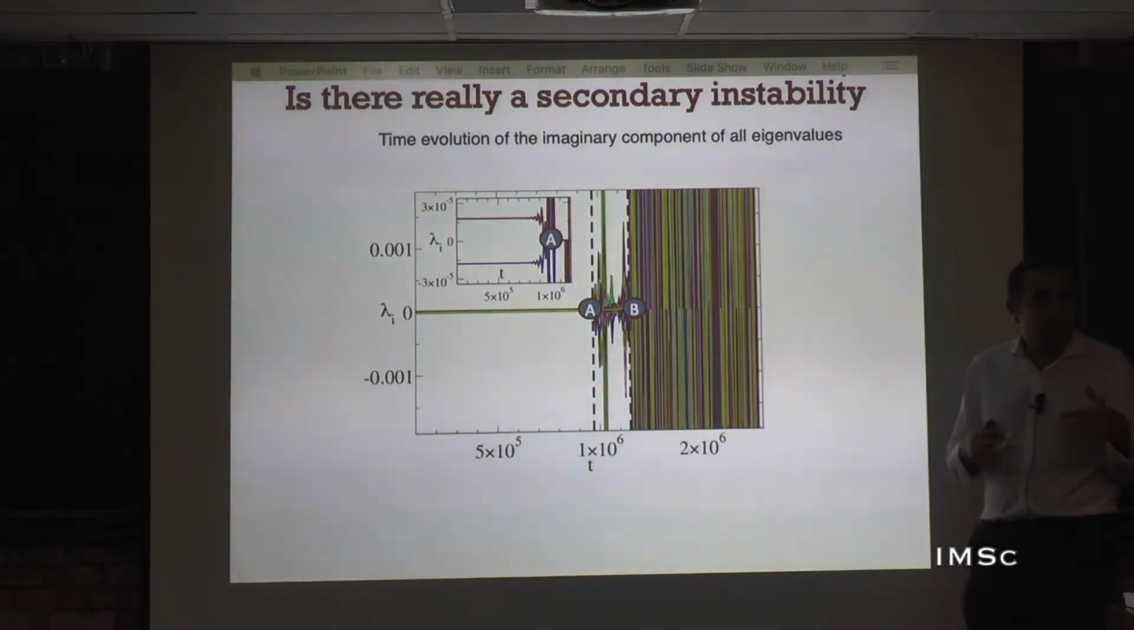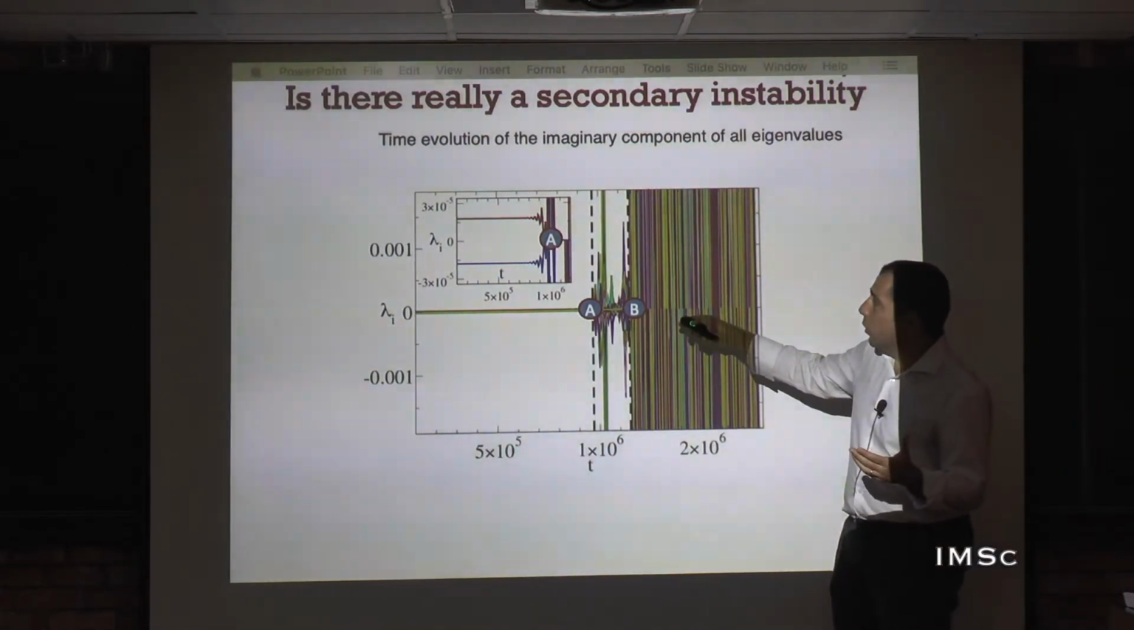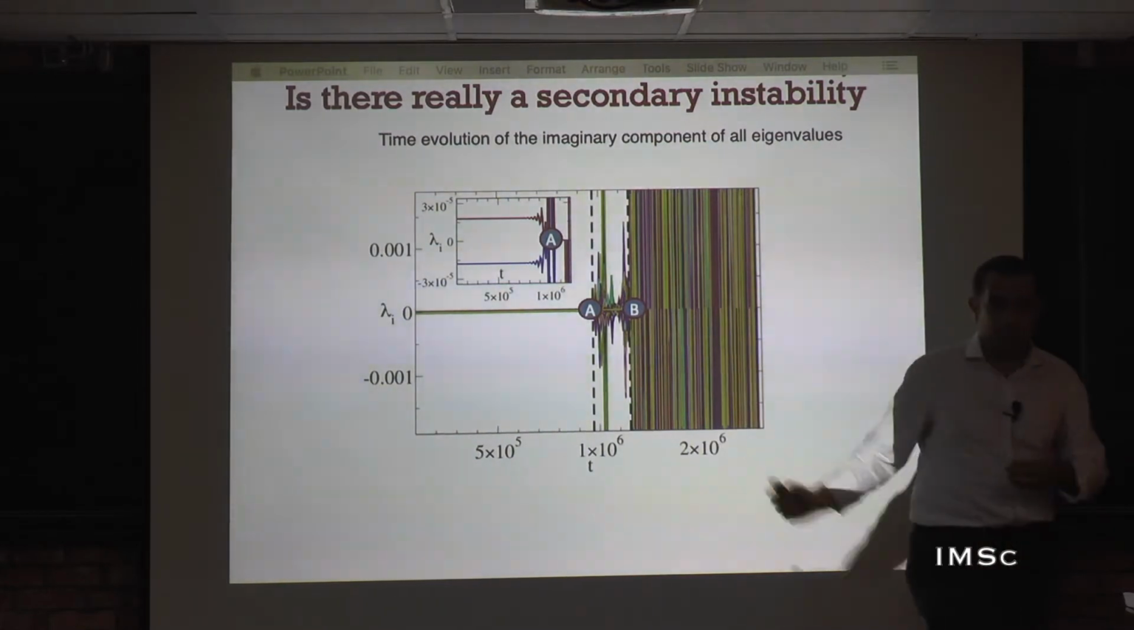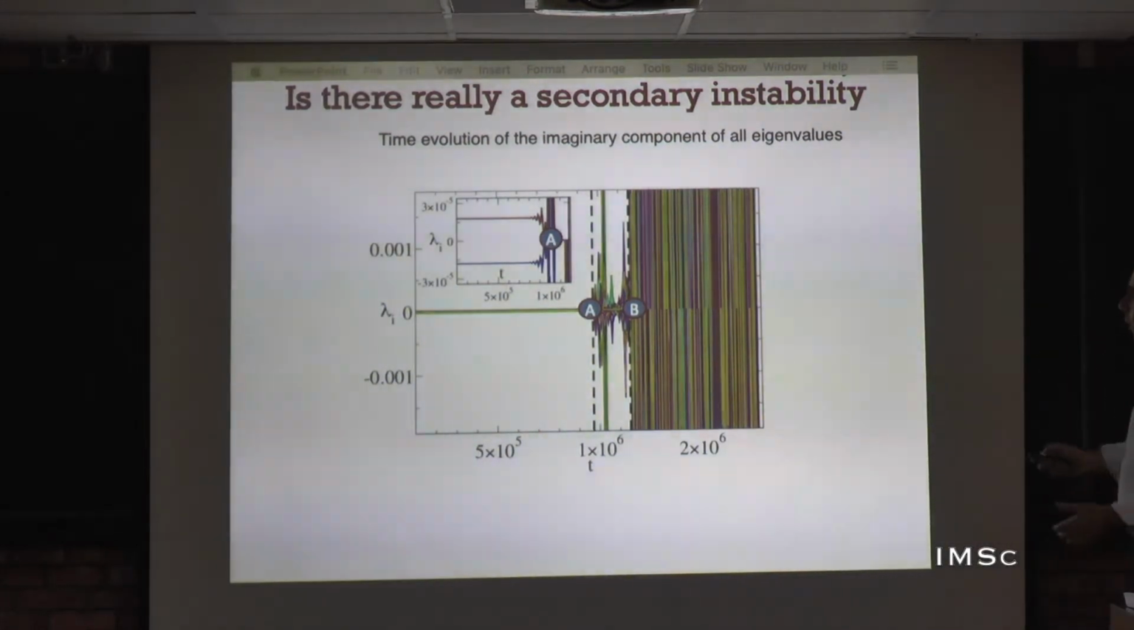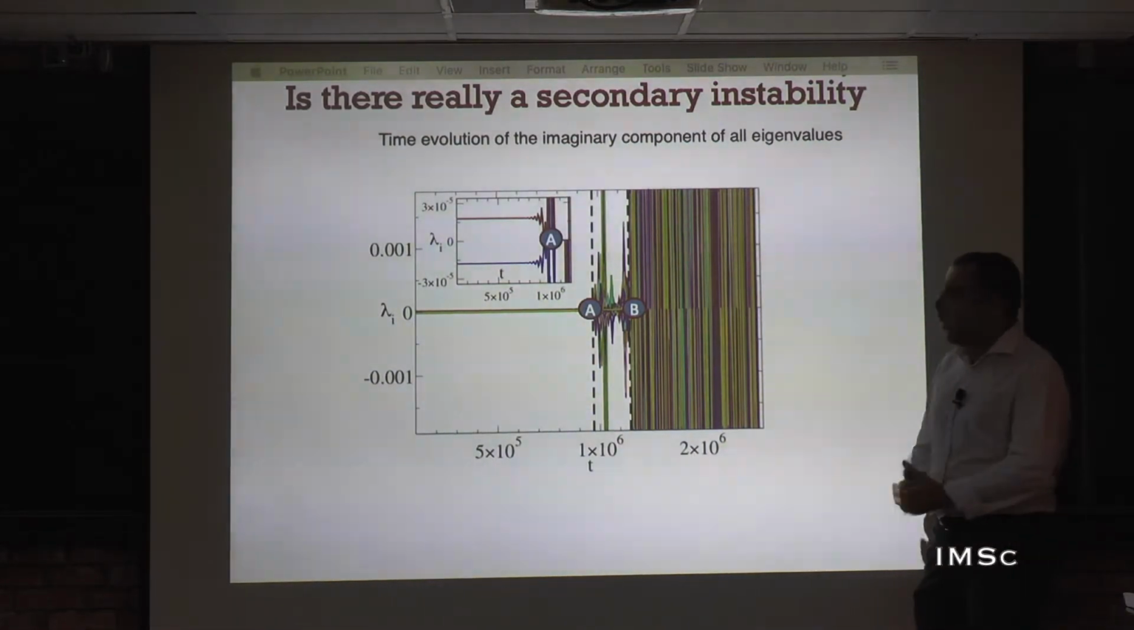Then at some point, something will happen to the system, and this is no longer the case. And what you see in our case is that these 2 eigenvalues are going to coalesce and become real, and then some mess is going to occur. And here I'm plotting the imaginary component of all the eigenvalues of our system.